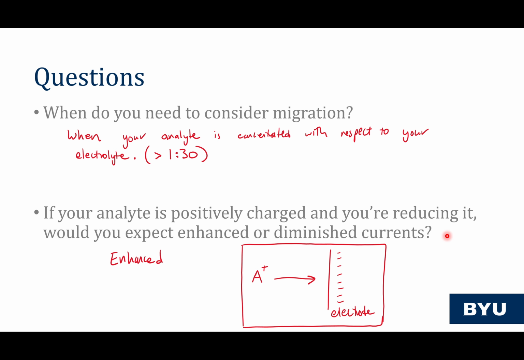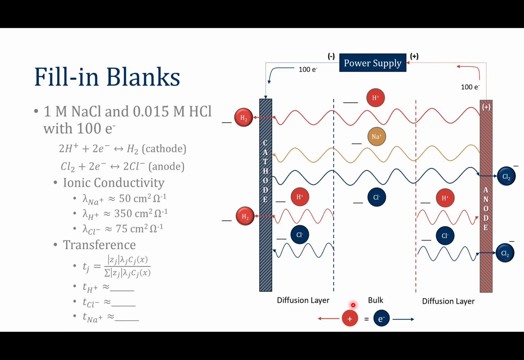All right, so you need to consider migration when your analyte is concentrated with respect to your supporting electrolyte. A figure that we've seen tossed around in literature is if there's more than a 1:30 ratio between your analyte and your supporting electrolyte, then you need to start considering migration. If you have a positively charged analyte and you're reducing it, we would expect there to be enhanced currents, because your positive analyte will be attracted to the negatively charged electrode.